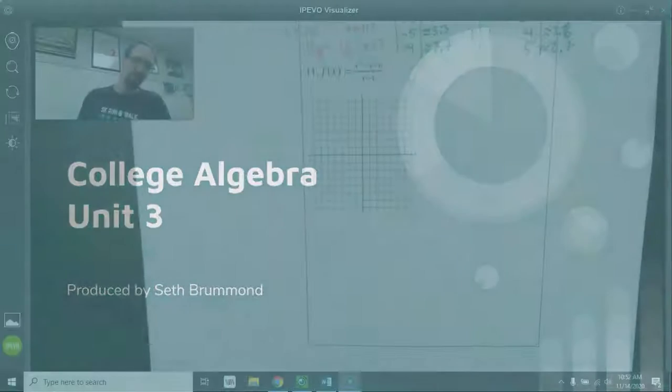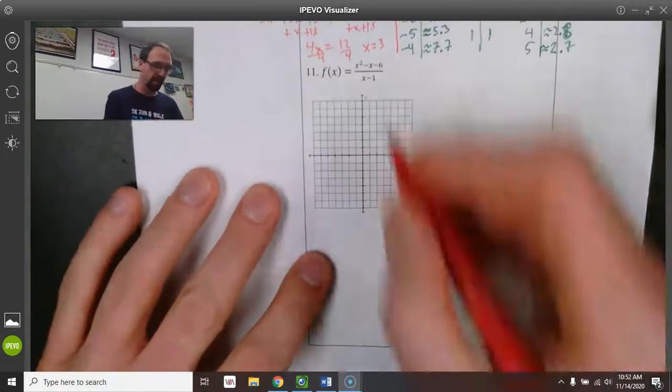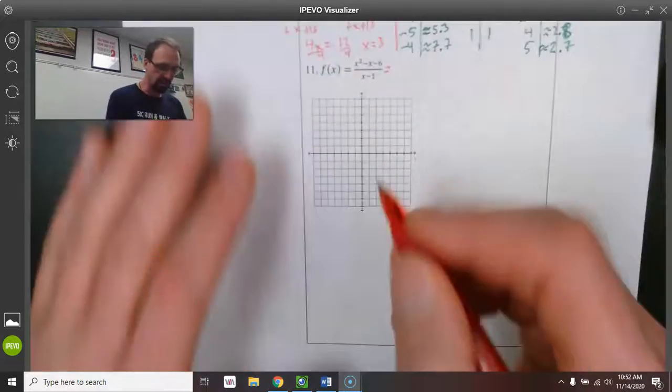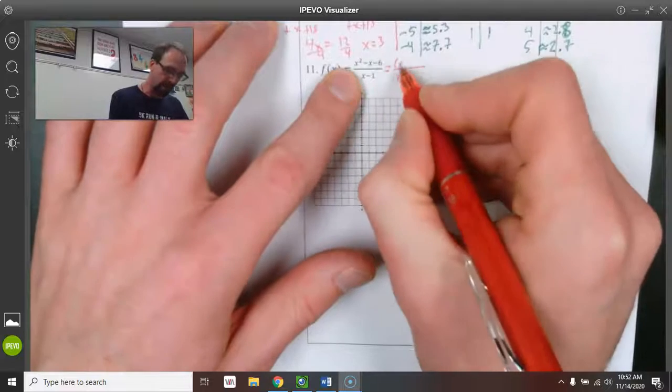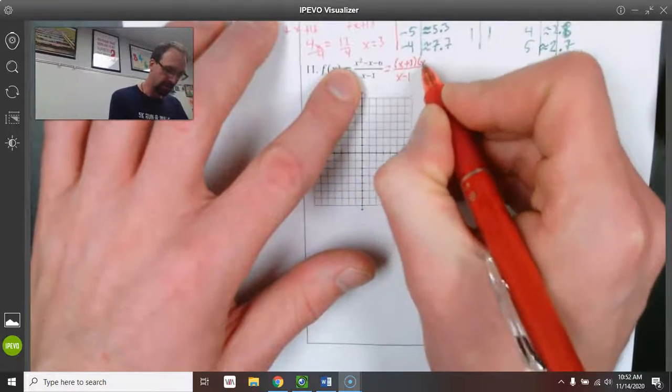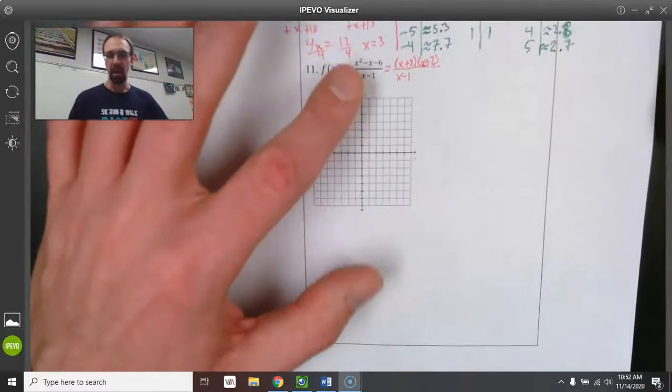We're going to graph number 11. In this one, we're going to start out by factoring both the numerator and the denominator. The denominator is just x minus 1. The numerator factors into x minus 3 and x plus 2, and I believe we did that on a previous problem, on the previous page.